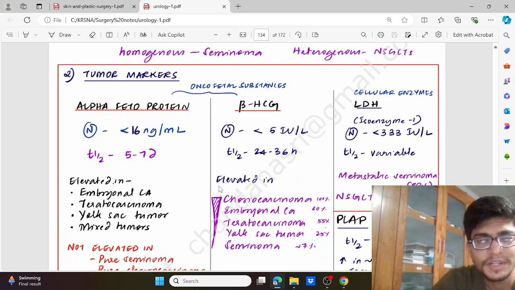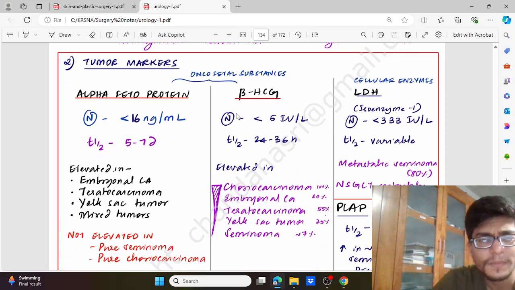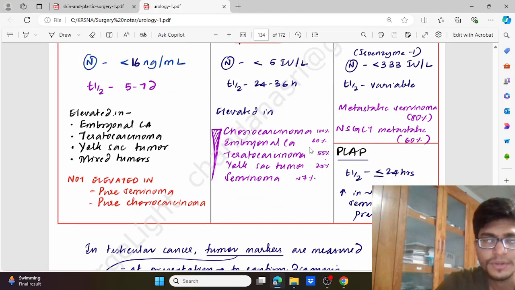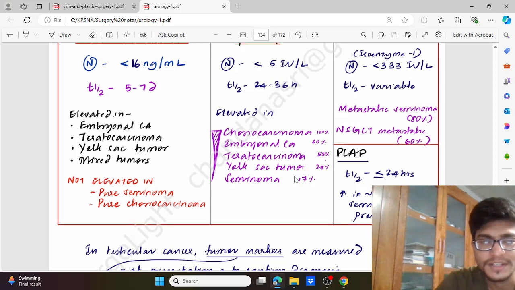Next is the beta HCG. Normally it is less than 5 international unit per liter. Half-life is 24 to 36 hours. Elevated in choriocarcinoma in all cases, that is 100%, embryonal cancer in 60% of cases, teratomas in 55% of cases, yolk sac tumor in 25% of cases, seminoma in 7% of cases.